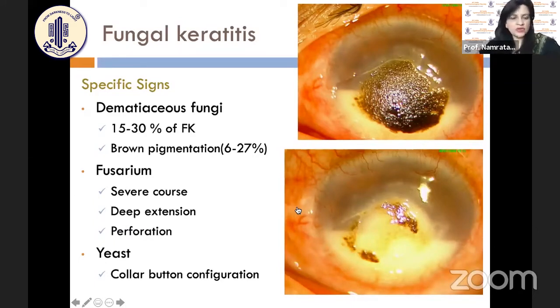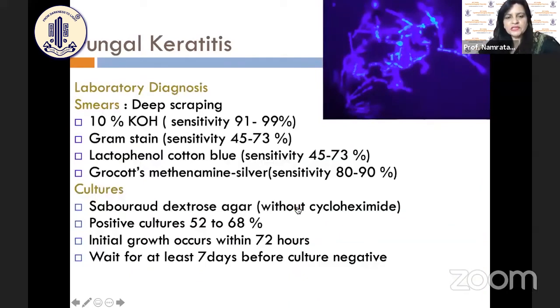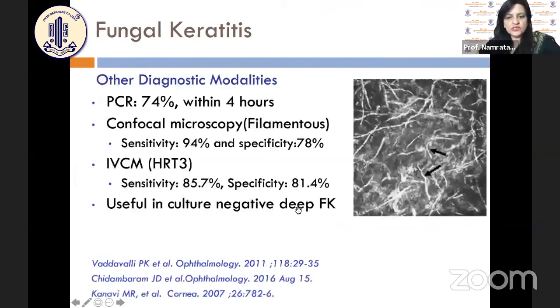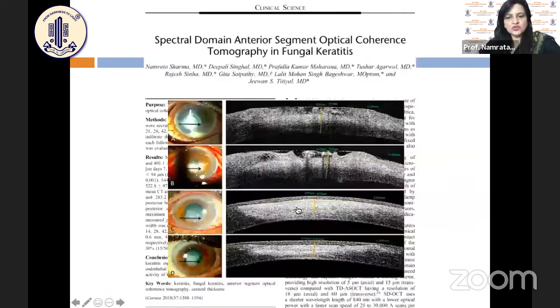For dematiaceous fungi, in the morning I had a question. The drug of choice is again natamycin. Then 10% KOH was shown long back to have a sensitivity of 91 to 99%, and you do send cultures on Sabouraud's dextrose agar. In all those cases which are culture negative, and you still think that they are fungal keratitis, these can be sent for PCR or for confocal microscopy, and if you pick up hyphae in that, antifungal agents could be started.